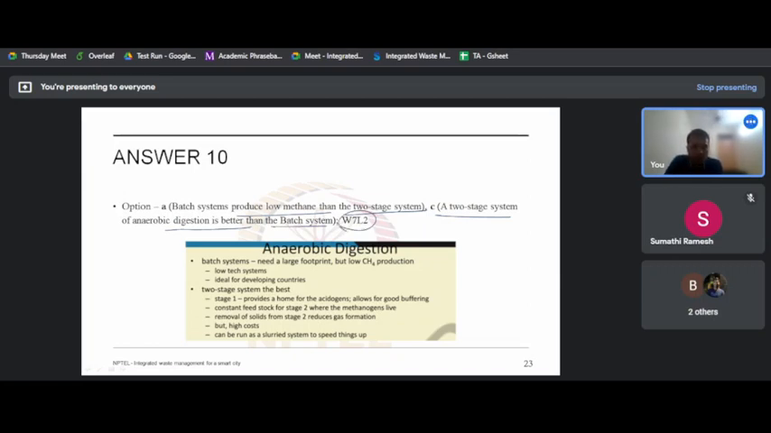So the batch system will have a large footprint, but it will have a low methane production. So it is ideal for developing countries. Whereas here, in stage 1 we provide a home for the acidogens, and then in stage 2 we provide for the methanogens. So this will have high cost, but improves methane production. So the two-stage system is better.